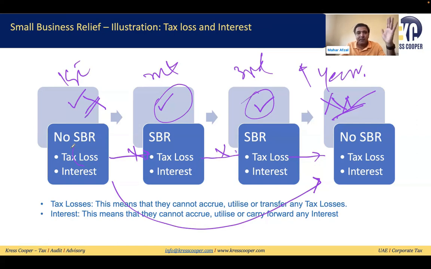In simple words, if there is any connectivity with the small business relief here, then you need to look into the rules very carefully. During the period, loss or interest cannot be carried forward. Previous period cannot be adjusted if the person is opting for the small business relief. And if the person is not opting for the small business relief, then any loss or interest of the period in which the person has opted for the small business relief cannot be adjusted. Any period for which the person has not opted for the small business relief can be adjusted. I think everybody is clear on this as well.